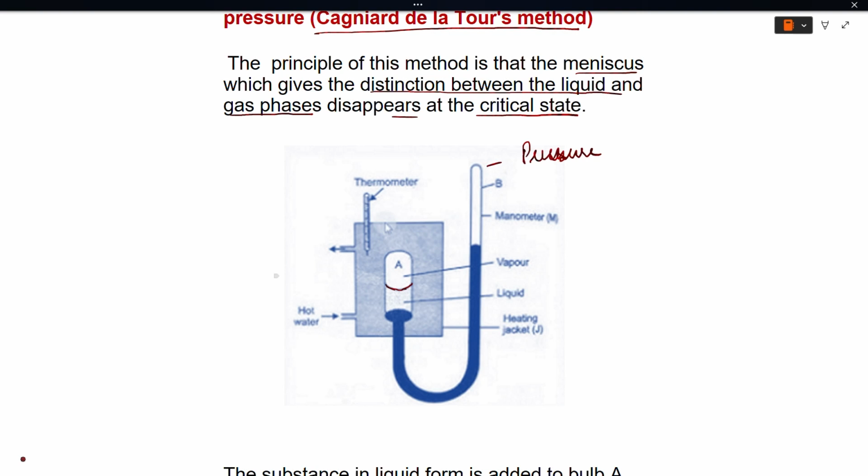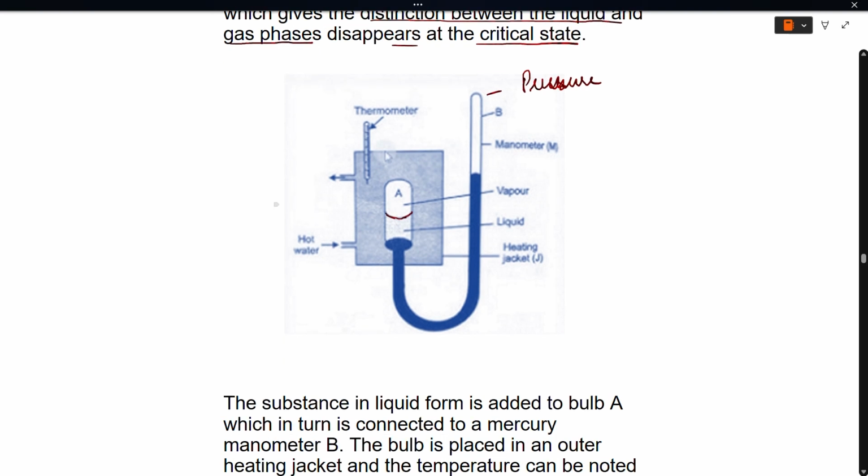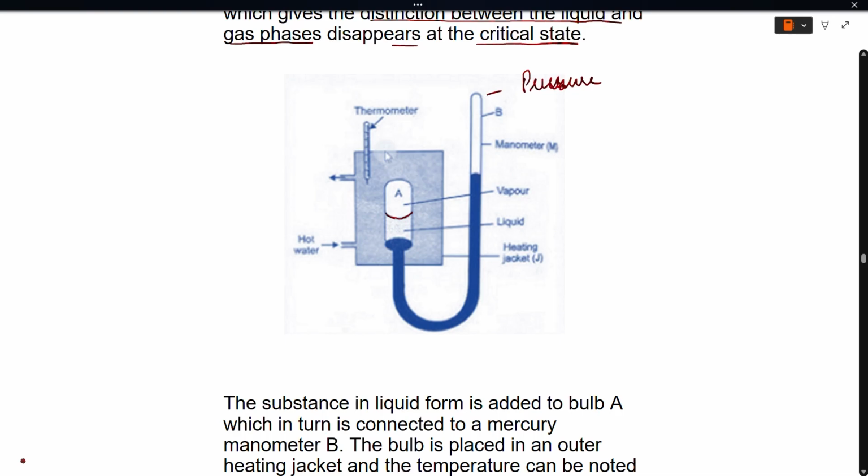Now what we do is we gradually increase the temperature. As the temperature is increased, the liquid starts getting converted into gaseous state, and a temperature will be reached when the meniscus between the liquid and the gaseous state just disappears. We note the temperature at which it disappears, Td, and also the pressure from the manometer as Pd.